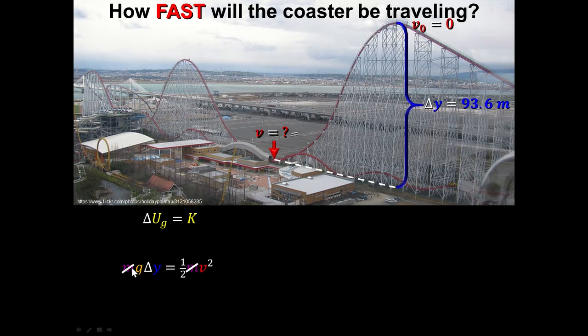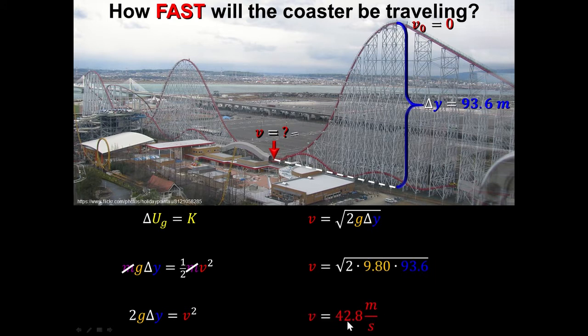So I have 1/2 here. I'm going to multiply both sides by 2 and then take the square root to get velocity by itself. And then once I have it solved for velocity, I can plug my numbers in. This was gravity, this was height, and I find that it's going to be going about 42.8 meters per second right there at the bottom.